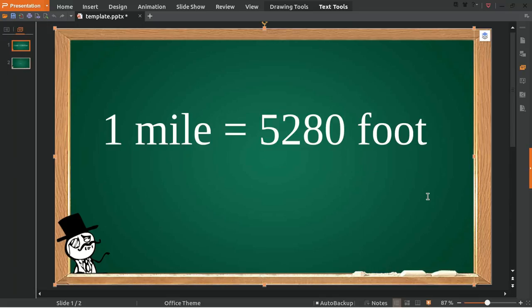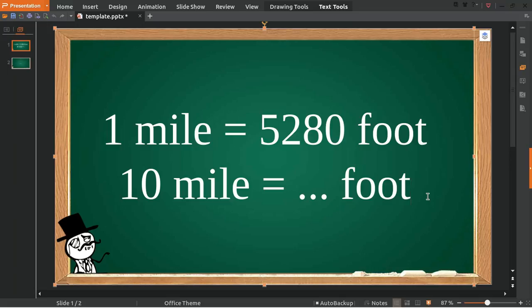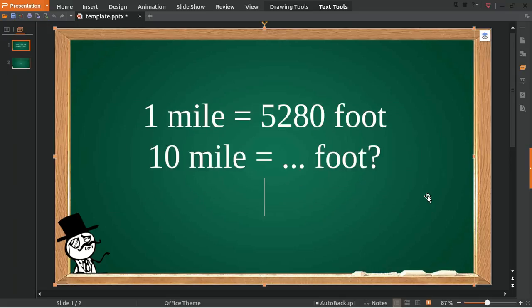For example, if I want to answer a question, we'll have a question. For example, how much is 1 mile in feet? Okay, we'll answer the question now.